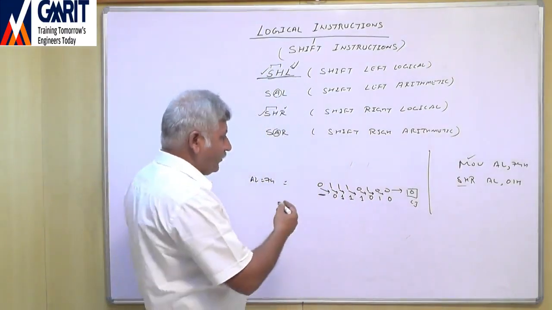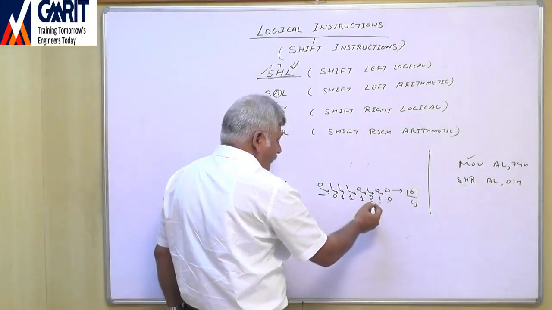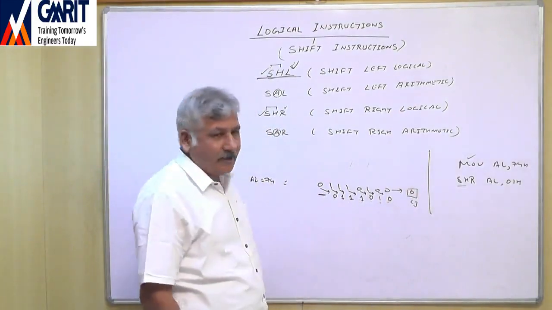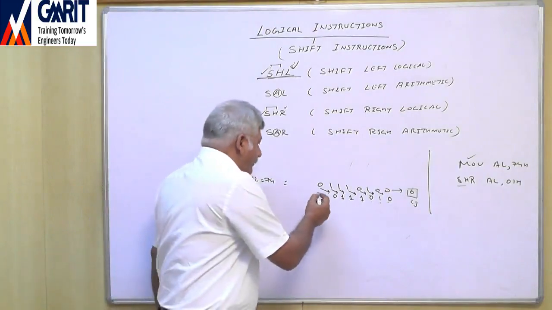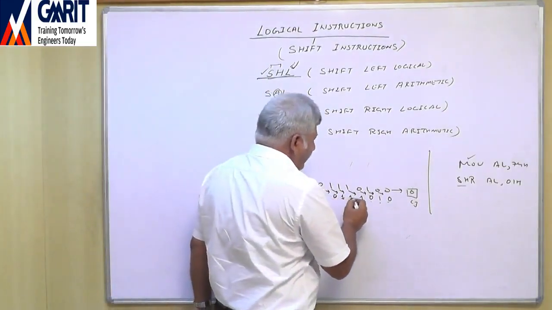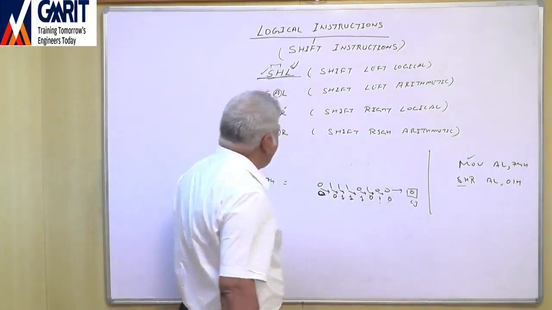Right? So all the numbers are shifted right side. So total numbers are 1, 2, 3, 4, 5, 6, 7, and at the MSB we are having vacancy. So this vacancy will be filled by 0. So this is the answer: 0, 0, 1, 1, 1, 0, 1, 0, and carry flag is 0.